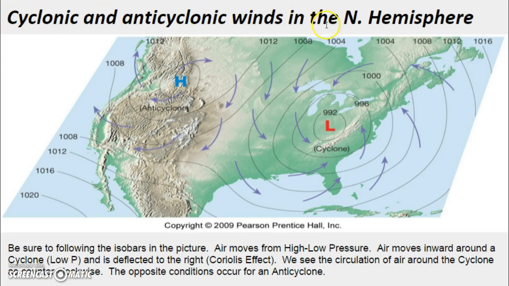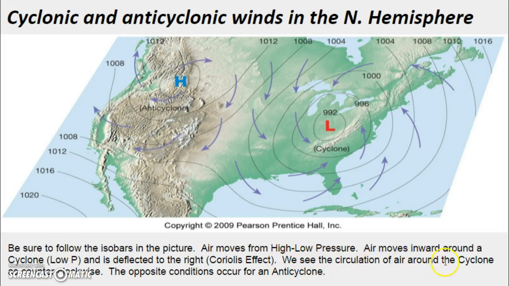So cyclonic and anticyclonic winds in the northern hemisphere. Here's a picture of a cyclone. Here's a picture of an anticyclone. Cyclones we're calling low pressure systems where air moves counterclockwise around them. And anticyclones are our high pressure systems where air moves clockwise around them. Be sure to follow the isobars in the picture as we reiterate the concept of air moving from high to low pressure. High to low. Low is outside of the high pressure, so it's going to move straight out and be deflected right. And we see these arrows moving clockwise as a result of Coriolis and your pressure gradient force. And it gets deflected here, Coriolis we say.